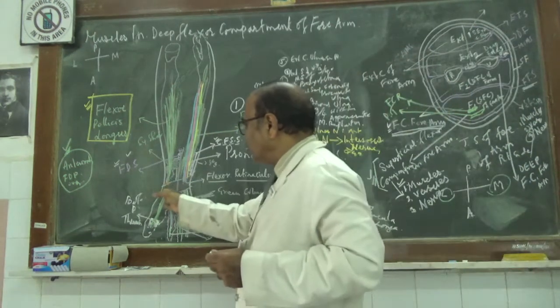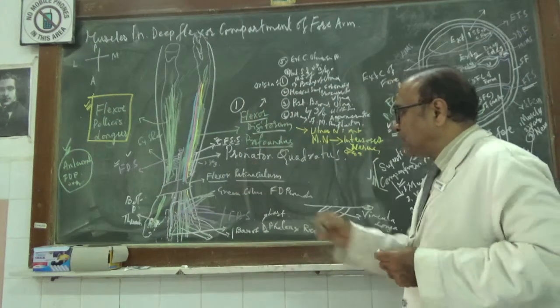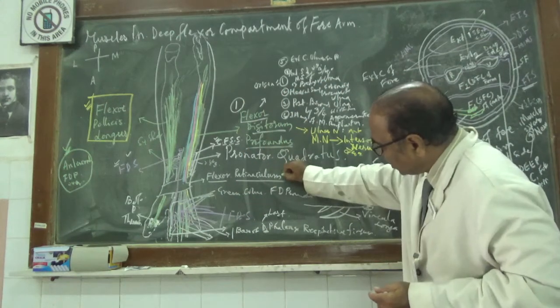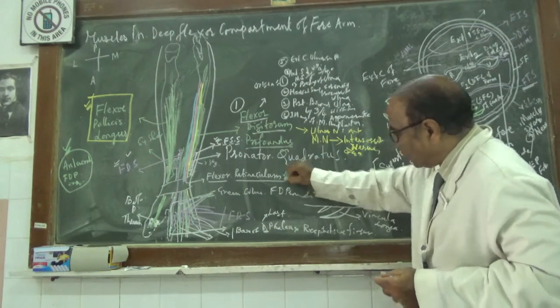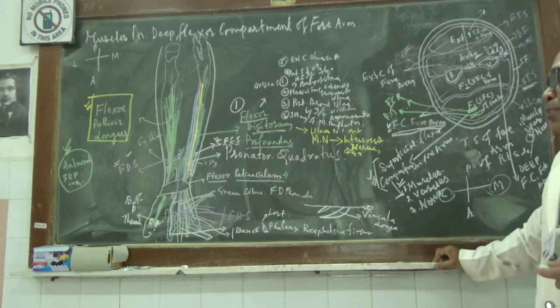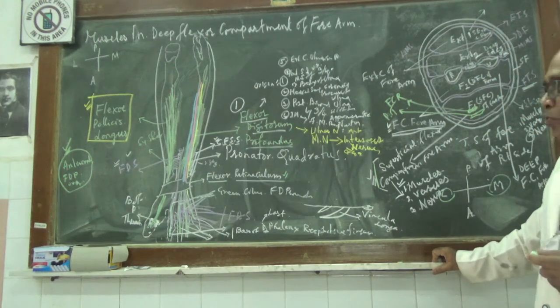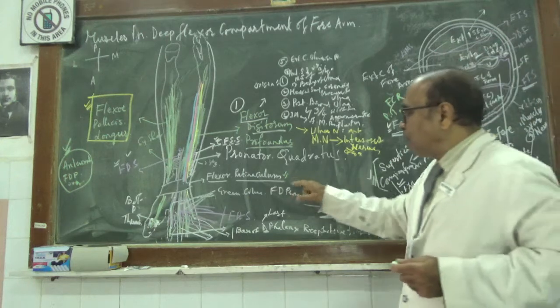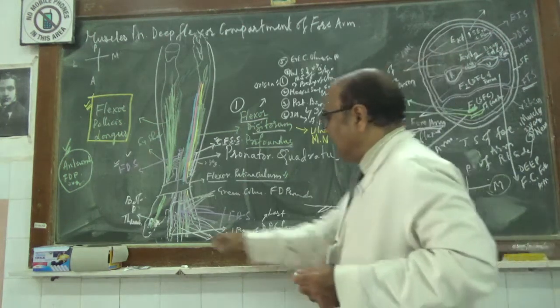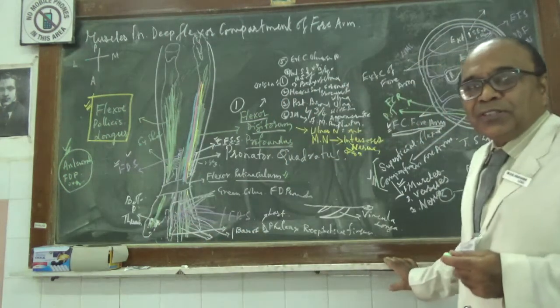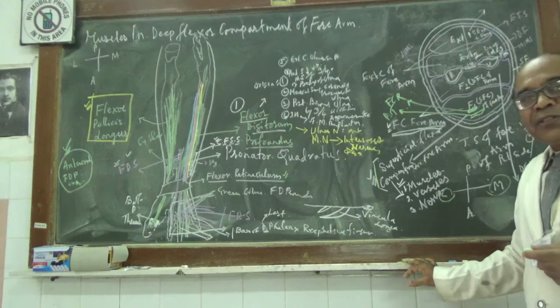At the level of the wrist, in front, it is related without doubt to the flexor retinaculum. And at the level of the insertion, in front, it is related to the thinner muscles.